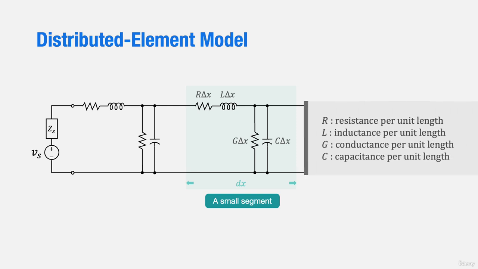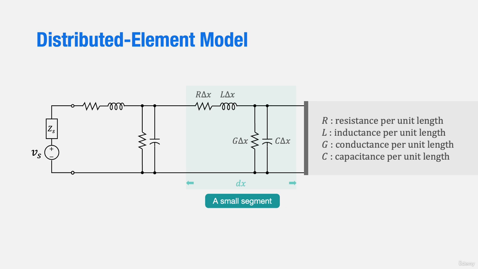RLGC is one of the electrical parameters used to describe the line characteristics. These parameters represent the resistance, inductance, conductance, and capacitance per unit length in the line's distributed model. These parameters are directly related to the line's geometry and the material used to manufacture it.